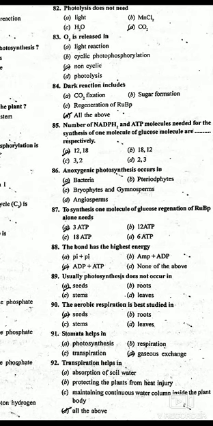88. The bond has the highest energy, ADP plus ATP. Option C. 89. Usually photosynthesis does not occur in option A, seeds. 90. The aerobic respiration is best studied in option A, seeds. 91. Stomata help in gaseous exchange. Option D. 92. Transpiration helps in all the above: absorption of the soil water, protecting the plant from heat injury, maintaining the continuous water column inside the plant body.